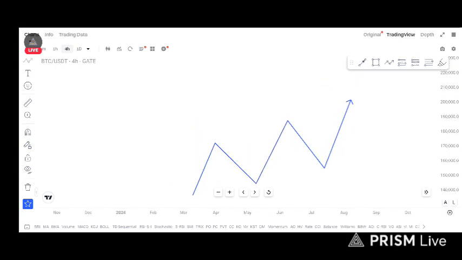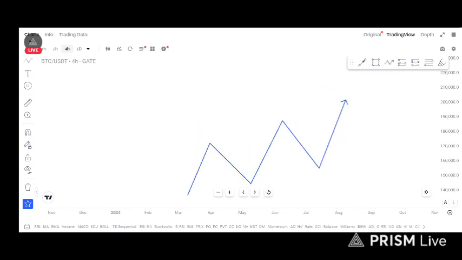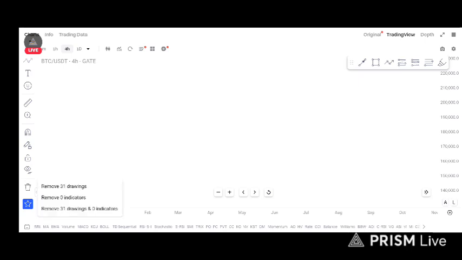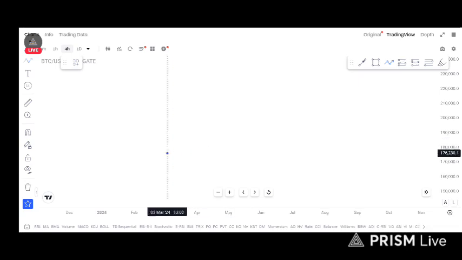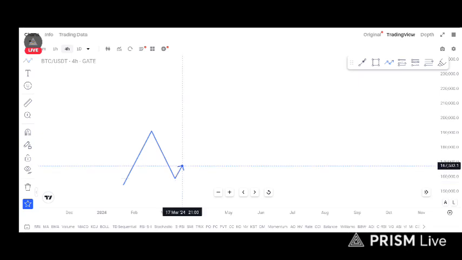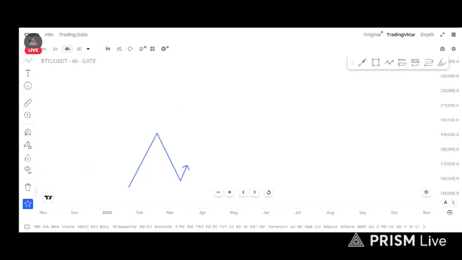Okay, now let's say market has not started all of this. Let's delete the whole chart. Let's say market has not started all of this. Market just created a high here, now created a low. Now if you look at this, you will say that this movement makes no sense for now. It's just a V.